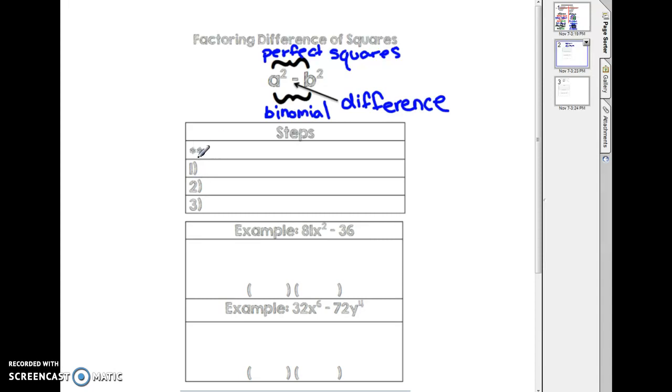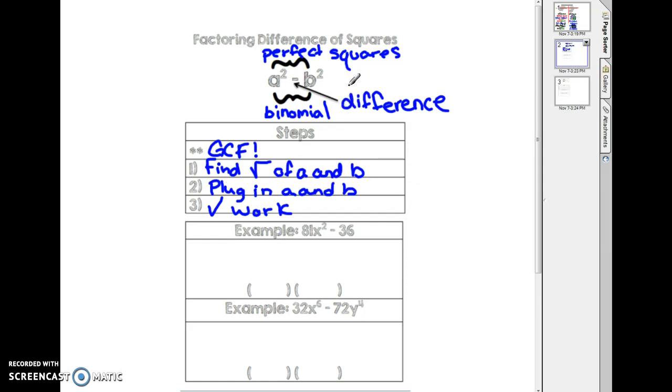Alright, the steps. Step 1 is to always check for GCF. Always check for a GCF. Then, step 2 will be to find the square root of a and b. Next, plug in a and b. There's a formula for this type of problem that I'm going to write in just a minute. And then lastly, you want to check your work. You check your work by multiplying.